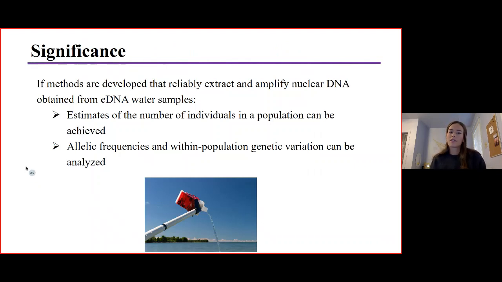So just the significance of this whole experiment once it's finally completed and the field trials are done, if methods are developed that can reliably extract and amplify these nuclear microsatellite DNA obtained from the water samples, we'll be able to get estimates of the number of individuals in a population. And we can also look at the allelic frequencies and within population genetic variation, as opposed to what we were looking at before with just the presence or absence using mitochondrial.